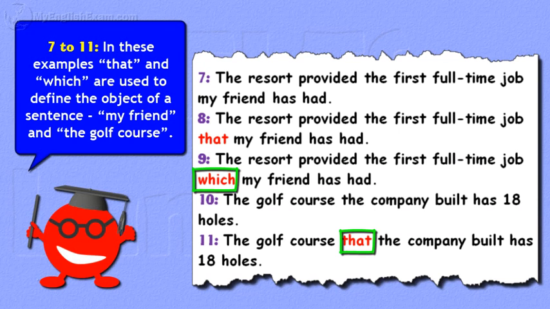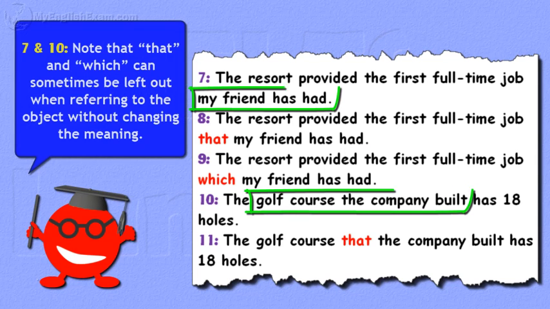Examples 7 to 11. In these examples, that and which are used to define the object of a sentence, my friend and the golf course. Examples 7 and 10. Note that and which can sometimes be left out when referring to the object without changing the meaning.